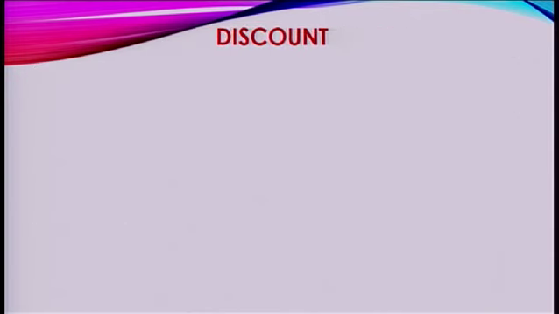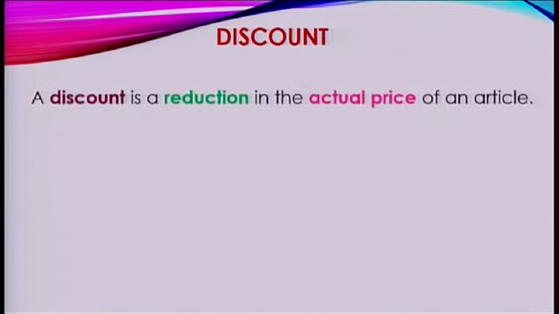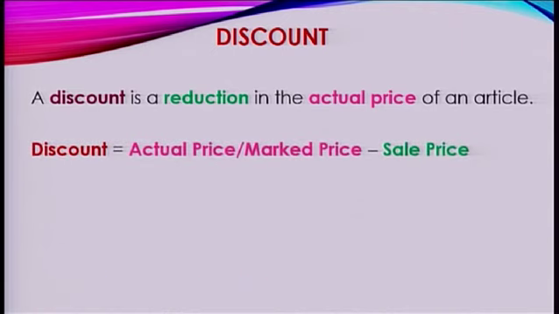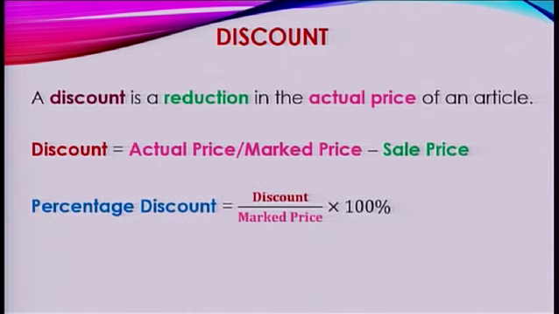We now move to discount. Now, what is a discount? A discount is simply a reduction in the actual price of an article. Okay? So, discount is the actual price, or we call it also the mark price, minus the sale price of the article. And for the percentage discount, it is discount over mark price or actual price times 100%.